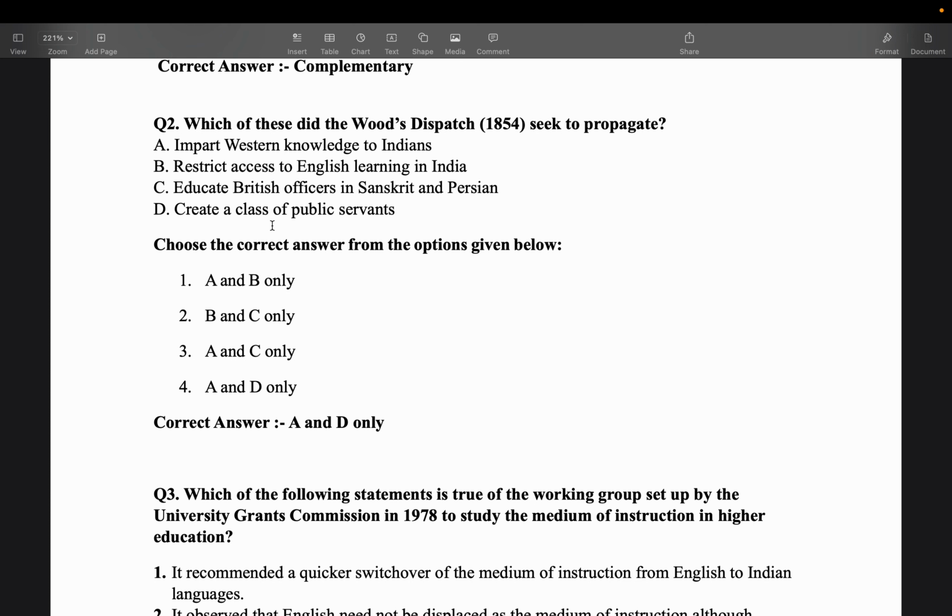It is about English. So B and C must be wrong. Four, create a class of public servants. Well, that could be right. So it is A and D. It is actually a common sense question.